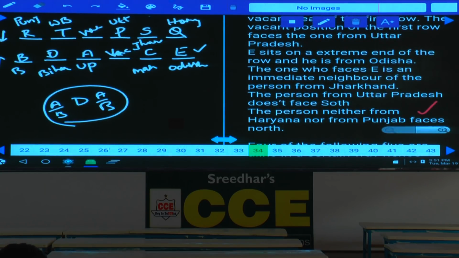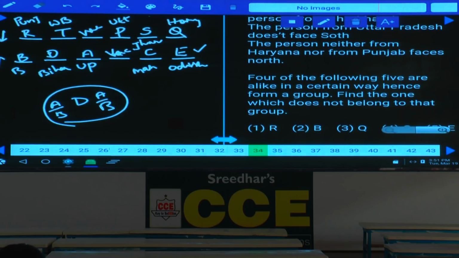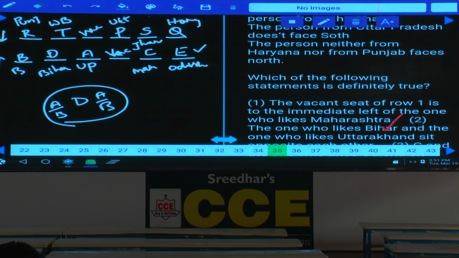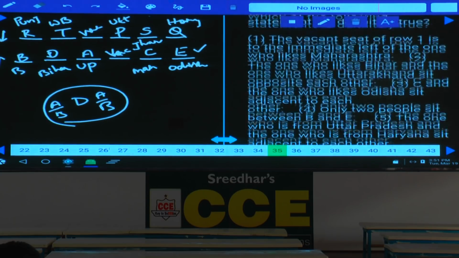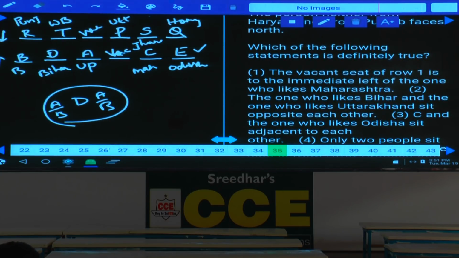And then question number 34, 4 of the following 5 are alike, that means odd man out. R, Q, B and E, all these 4 persons are at the extreme ends of these 2 rows, whereas S is not at any extreme end, that is choice 4. Then question number 35, which of the following statements is definitely true? The vacant seat of row 1 is to the immediate left of the one who likes Maharashtra, true or false?